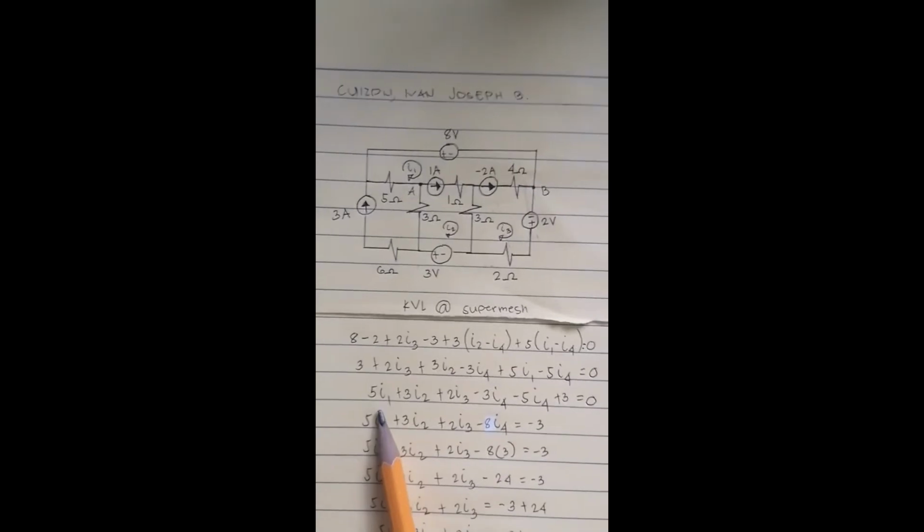So we will distribute our values, so it will look like this, and also the constants we calculated: 8 minus 2 minus 3 is equal to 3. So 2i3, we copied i3, 3 we distributed it here, and 5 we also distributed it here, and is equal to 0.